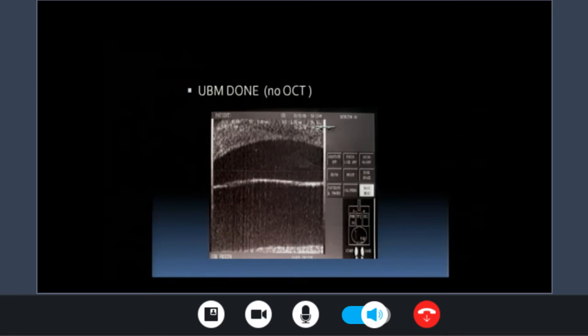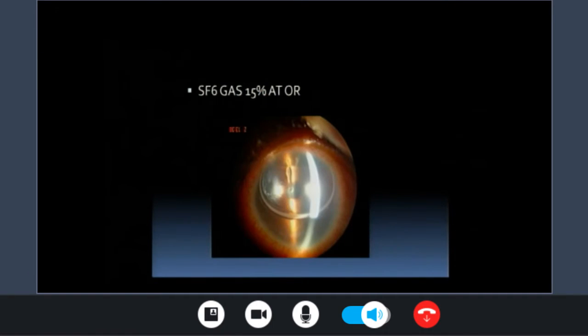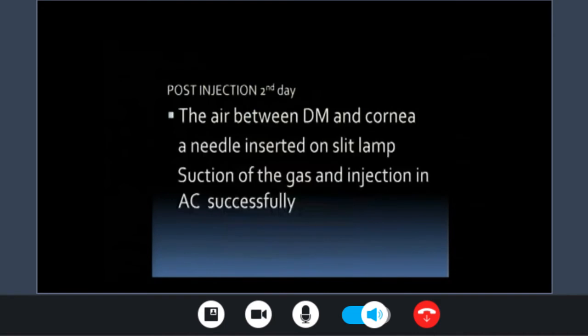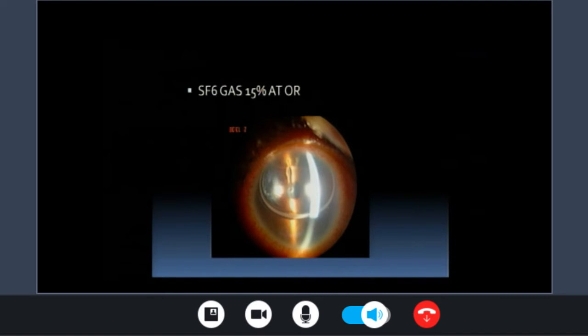The patient is not well cooperative. She is Mongolism. We took her to the OR, and we injected SF6 gas 15% into the anterior chamber. Second day on slit lamp, we found that the air was not injected in the anterior chamber. We found that the air was injected between the Descemet membrane and the cornea.